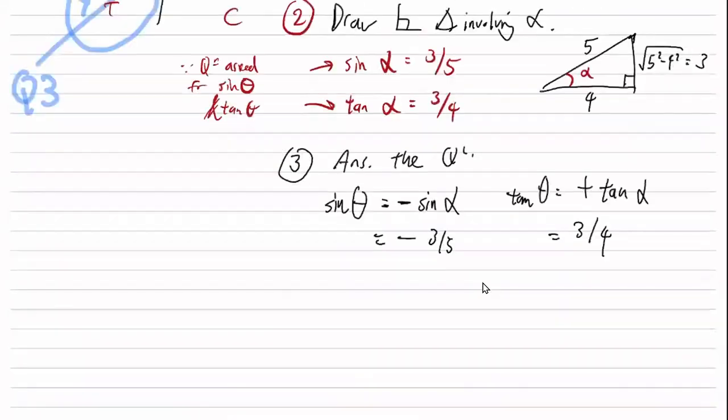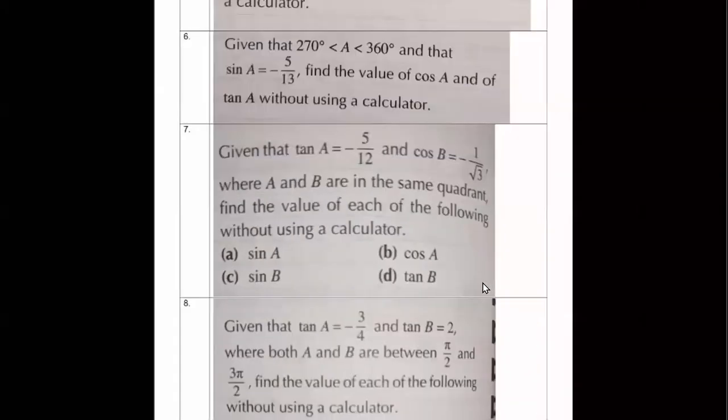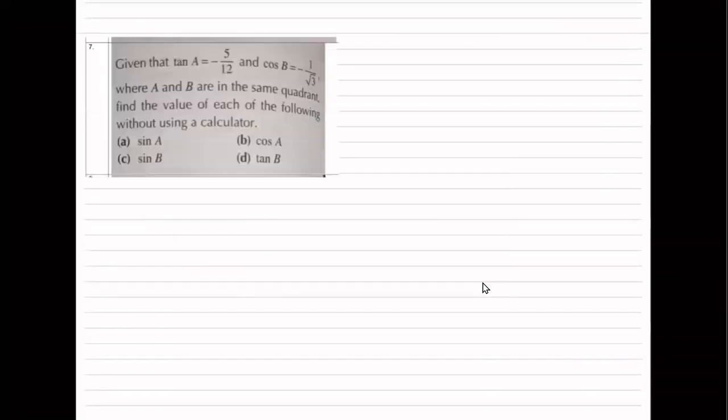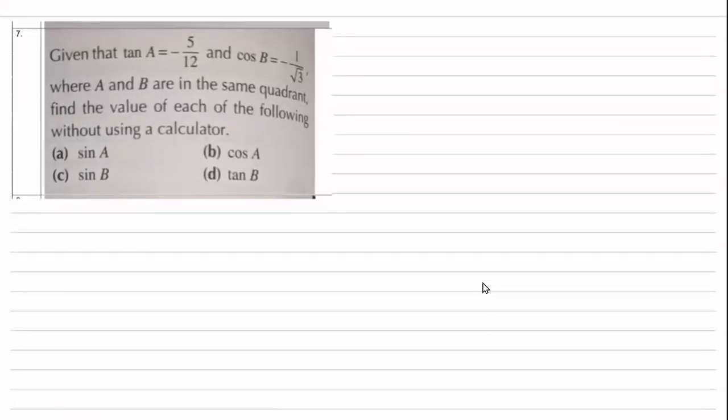Moving on. Question 7. This time is a new type of question. I'll just go through it entirely first. Let me start a new page. This is question 7. Let's read. Tangent A equals negative 5/12. Cosine B equals negative 1/√3. A and B are in the same quadrant. Find the value of each of the following without using a calculator.